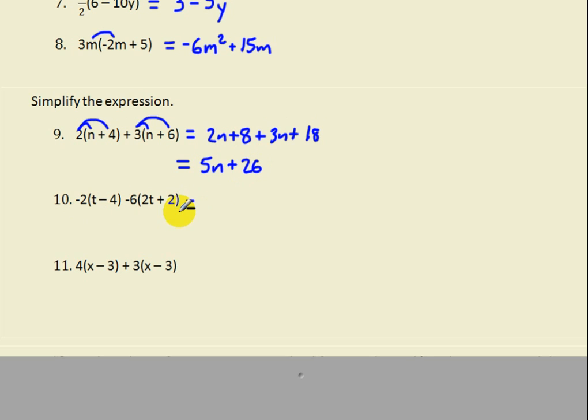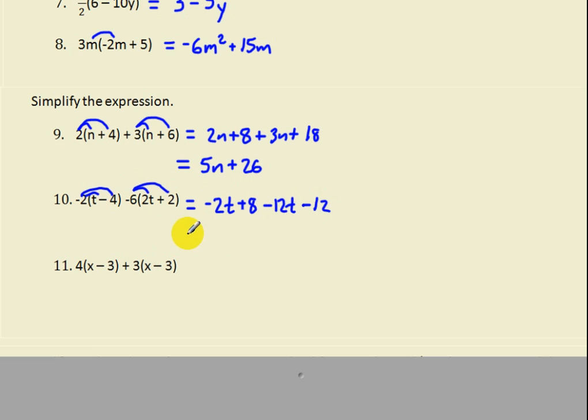Negative 2 times t minus 4 will give us negative 2t plus 8. So negative 2 times negative 4 is plus 8, minus 6 times 2t would give us 12t, and then 6 times 2 will give us 12. We're still subtracting though. You can think of that as a negative 6 times 2 would give us negative 12.